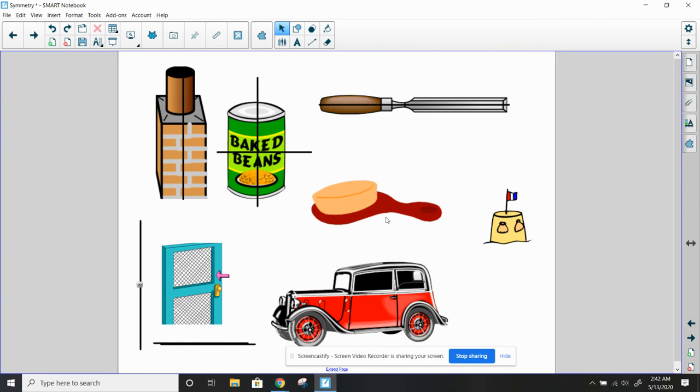And last but not least, what about this brush? Can I draw a line of symmetry on my brush? If it goes this way? No, because this doesn't match here. So that's not a line of symmetry. What about this way? No, they don't match at all. Those are not reflections of each side, so that doesn't match, right? So some shapes will have a line of symmetry and some will not.